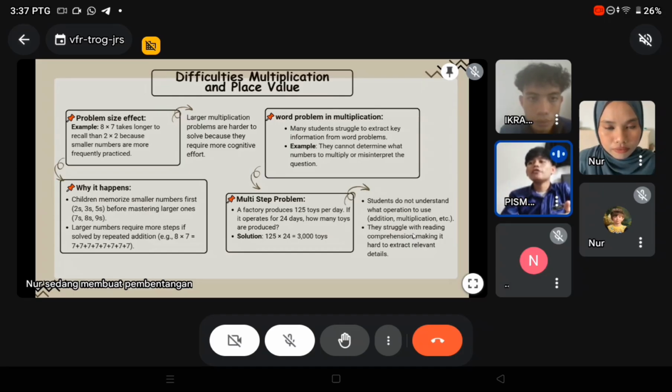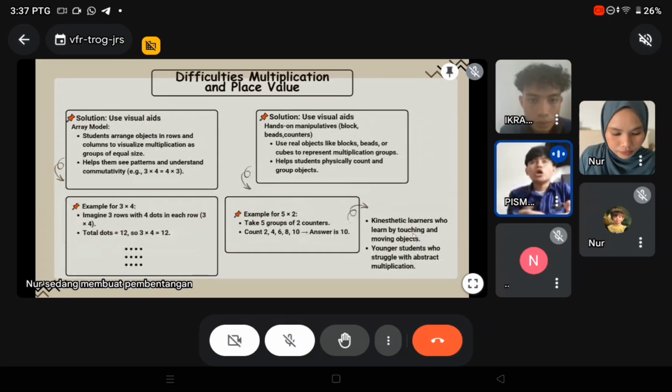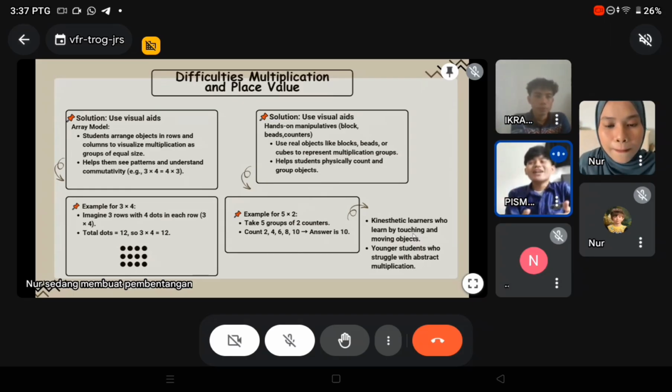So we move to solutions that teachers can do to handle this problem. The first solution is to use visual aids, for example, an array model. Students arrange objects in rows and columns to visualize multiplication as groups of equal size.